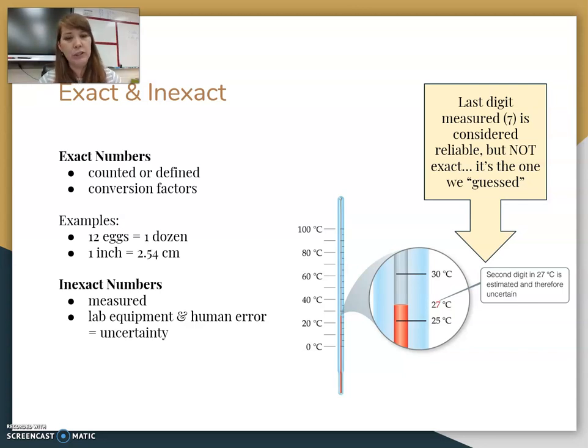So when we are measuring something, for instance, in this thermometer here, you can see the reading is somewhere between 25 and 30. And so we are definitely sure it's more than 25 and less than 30, but where exactly between those, we're not sure about. We're sure about the 20s, but that second digit, the ones place, is uncertain. And so it's considered reliable, but not exact. So we've had to guess it.